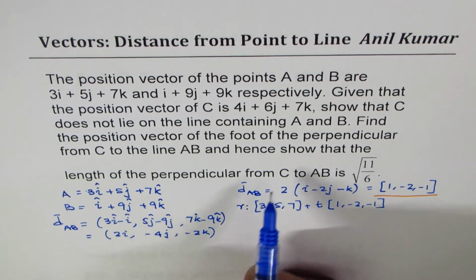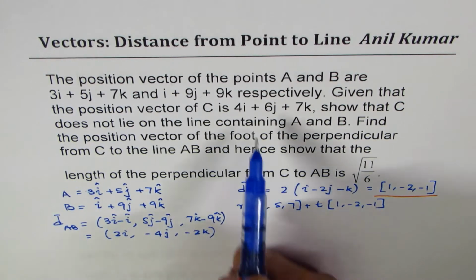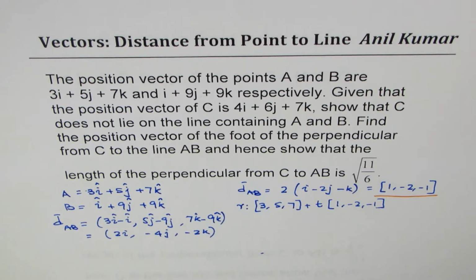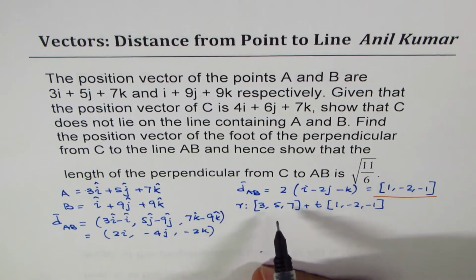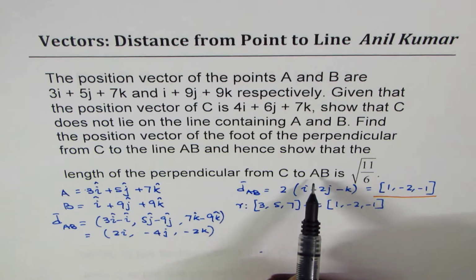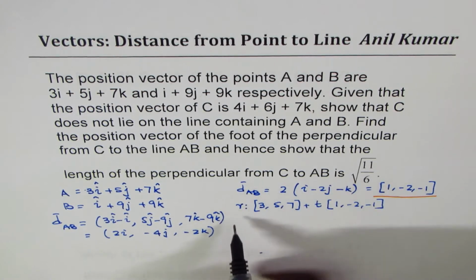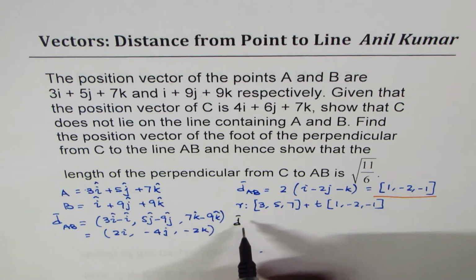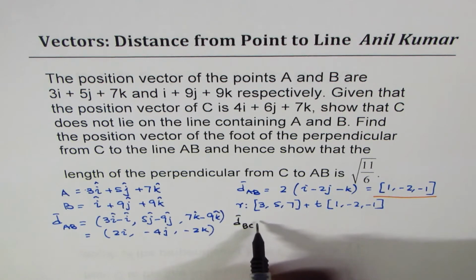Now, let us find the direction vector for BC, for example. If these direction vectors are the same, then we'll go further to show that C lies on the line. But if the direction vectors are different, then C does not lie on line AB, correct? So what is the direction vector for, let us say, BC?